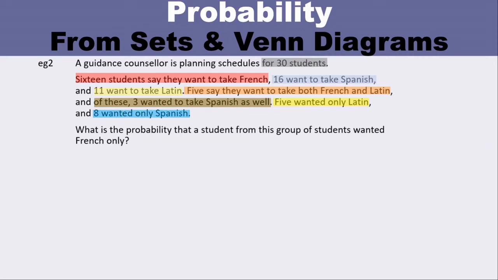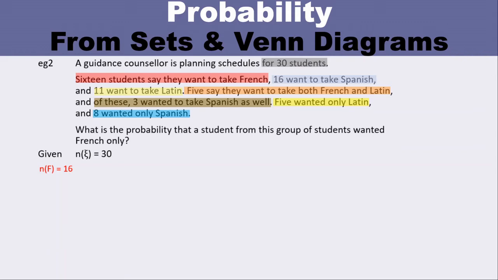Let's set out the given information in a slightly clearer way. So let's use some set notation and set out the number of students in each set. First of all, we know that the number of students in the universe is 30. We know that 16 of those students want to take French, so I'm calling that set F for French. The number of students who want to take French are 16.